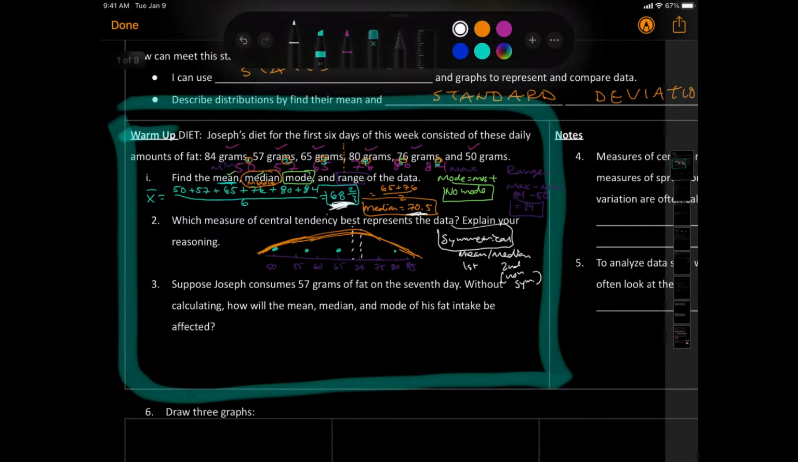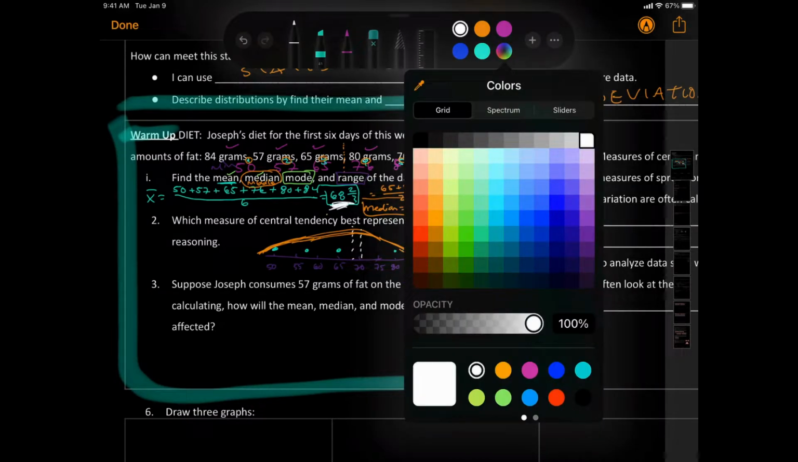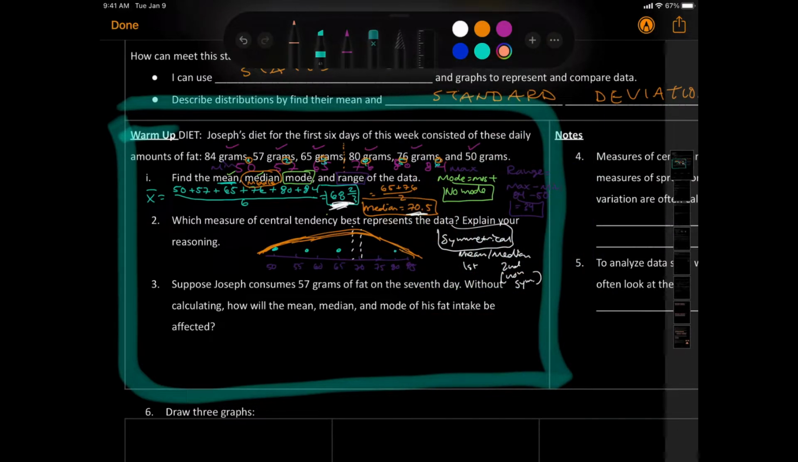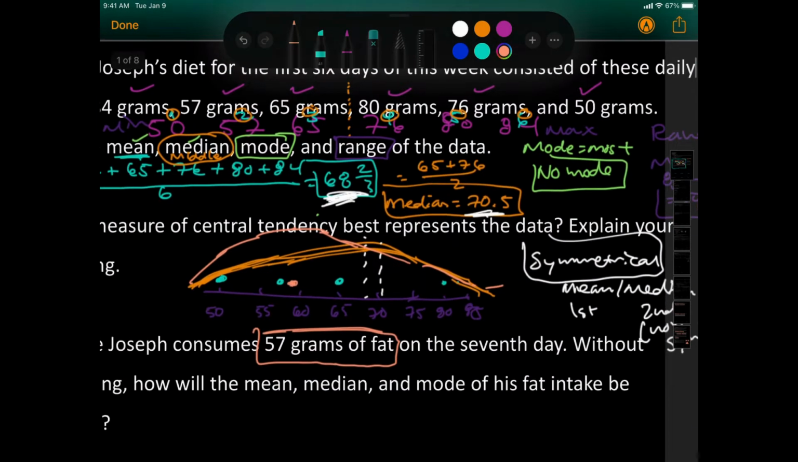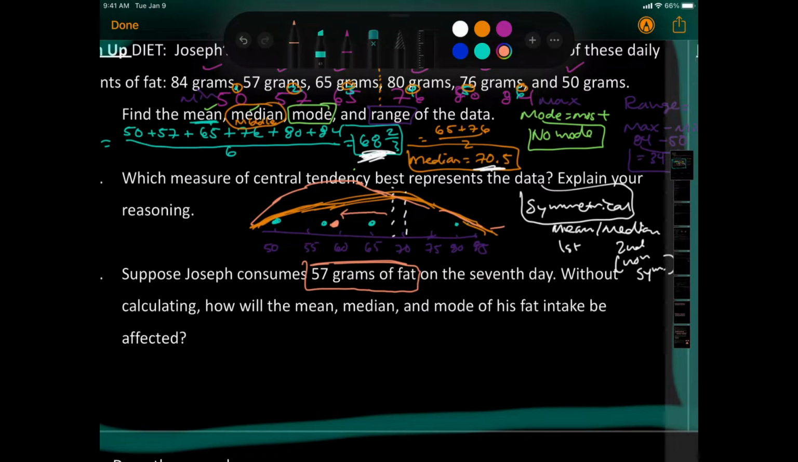All right. Let's change colors. Put a light red, pink. Suppose Joseph consumes 57 grams. So if I add this 57 grams here to my graph, now more of my data is to this side. Without calculating, how will the mean, median, and mode of his fat intake be affected? So that pink dot here, you'll notice that it's going to take those two white lines and pull them this direction. So mean and median would decrease.